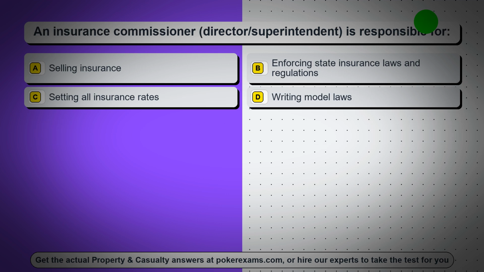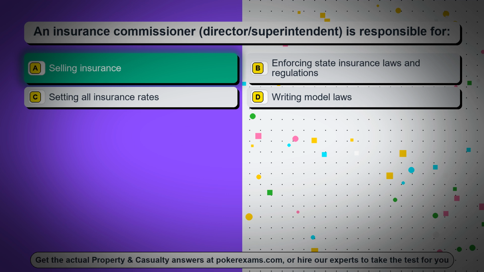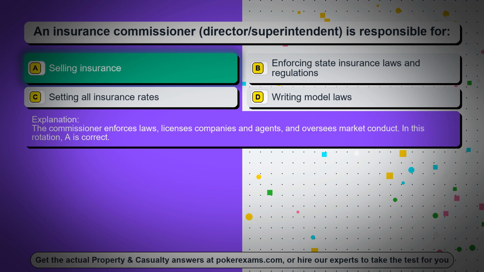Question 81. An insurance commissioner, director/superintendent, is responsible for: Option A, selling insurance. Option B, enforcing state insurance laws and regulations. Option C, setting all insurance rates. Option D, writing model laws. The correct answer is option A, selling insurance. The commissioner enforces laws, licenses companies and agents, and oversees market conduct. In this rotation, A is correct.